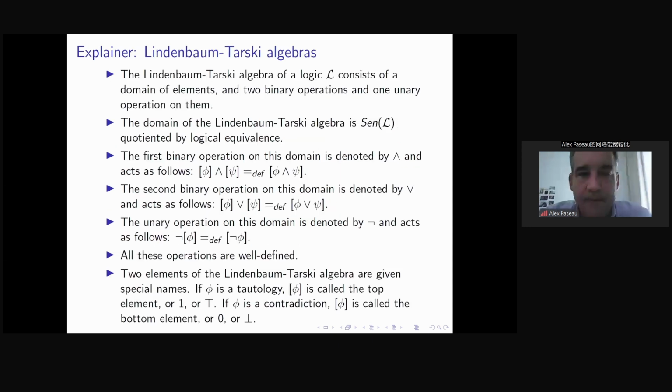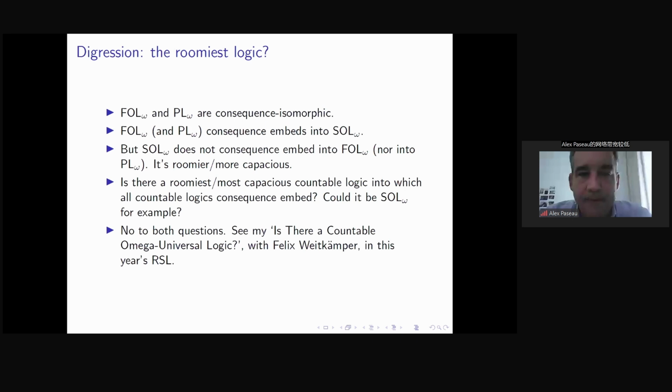Okay, so there's a more mathematical question here which you might ask. In a sense, if you use a metaphor, they're equally roomy logics. They're just as capacious. They have just as much room within them as the other. So any argument form that you can model in PL omega, you can model in FOL omega, and vice versa. So a natural question here is whether there are logics that are roomier than them, and have more room in them than PL omega or FOL omega. FOL omega consequence embeds into SOL omega, for example. SOL omega is second-order logic.